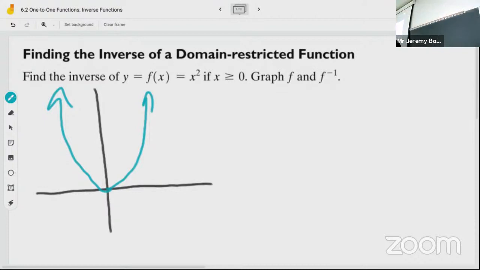Is this a 1 to 1 function? No, because I can draw almost any horizontal line I draw above the x-axis is going to hit it twice. Boom, boom, boom, boom.